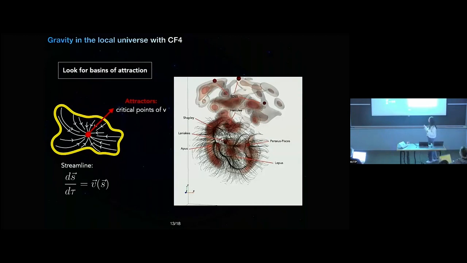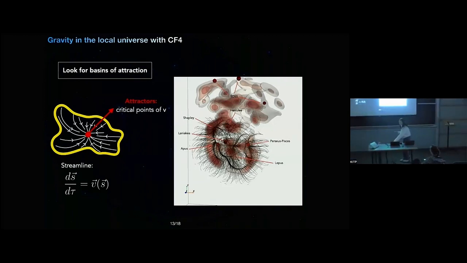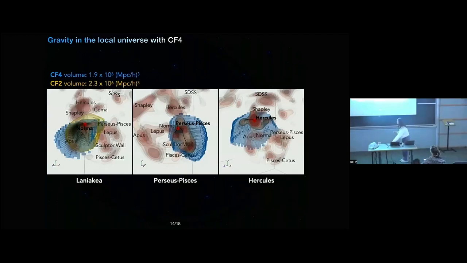So, through this segmentation method, we have found several attractors, which are represented by the little red spheres, as well as the basins, which we are going to look at in more detail here. So we have here 3 different basins, Laniakea, Perseus, and Hercules, which have been segmented, identified in the CosmicFlows velocity field.